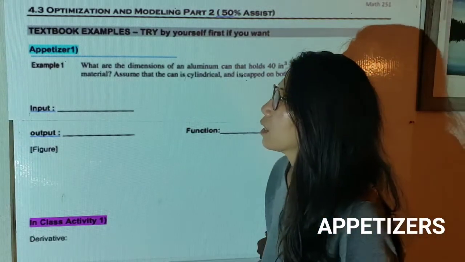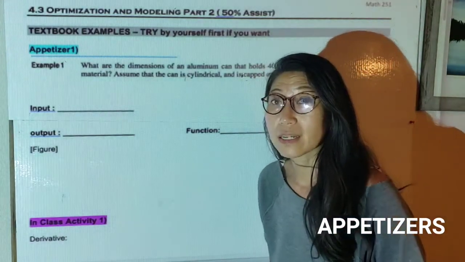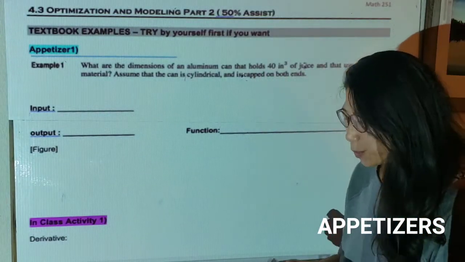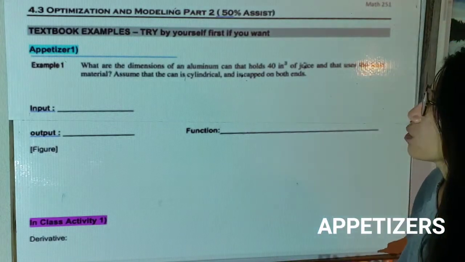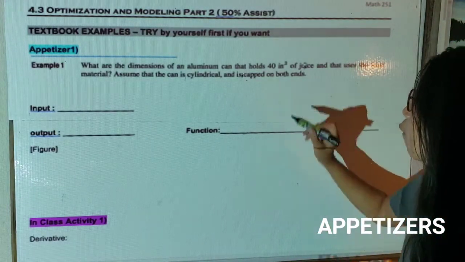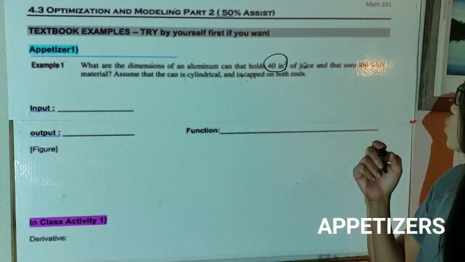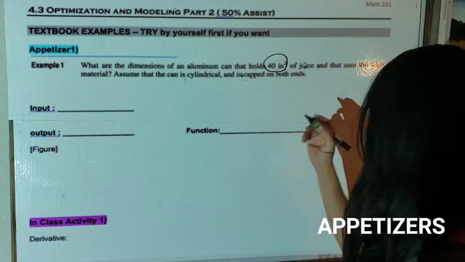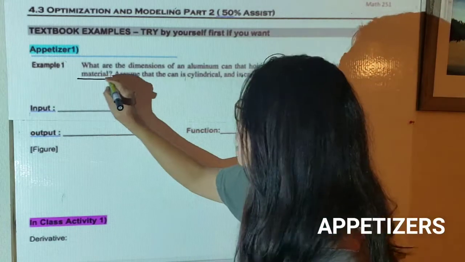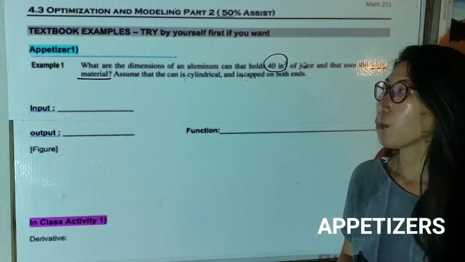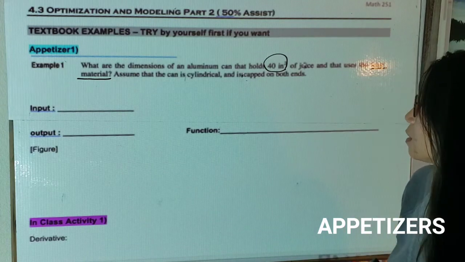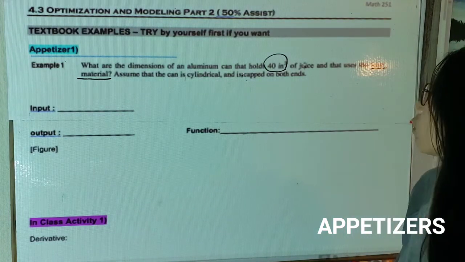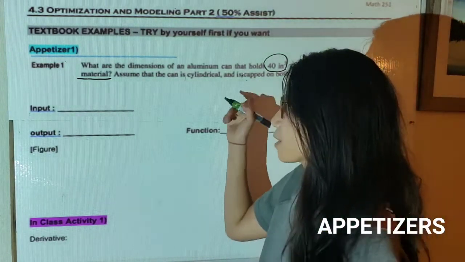So let's look at appetizer 1, example 1 of the textbook examples, and hopefully we can all do this without any scary part. What are the dimensions of an aluminum can that holds 40 inches cubed of juice that uses the least material? Least material, that's also showing as optimization, right? Assume that the can is cylindrical and it is capped on both sides. Okay, if I can read this one.